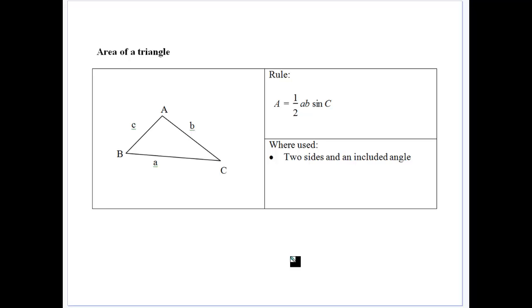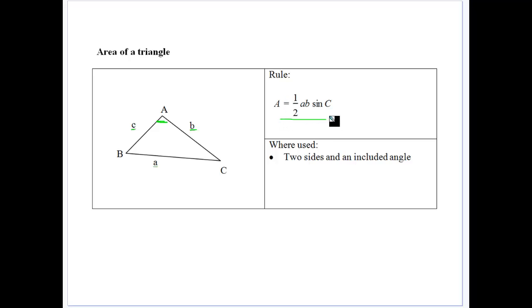The third rule we deal with for non-right angle triangles is to find the area of a triangle. So, like in the cosine rule, to find the area of a triangle, we need two sides and the included angle. So, we've got angle C and angle B, side C and side B, we need angle A. Or if we've got C and A, we need B, B and A, we need C. So, the rule for this one would be half ab sine C.